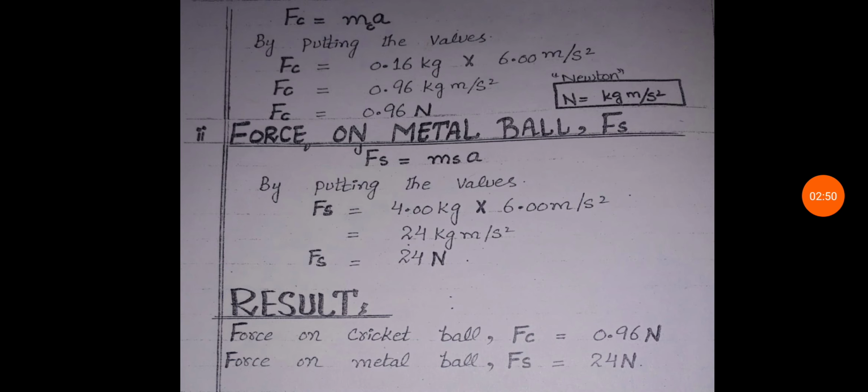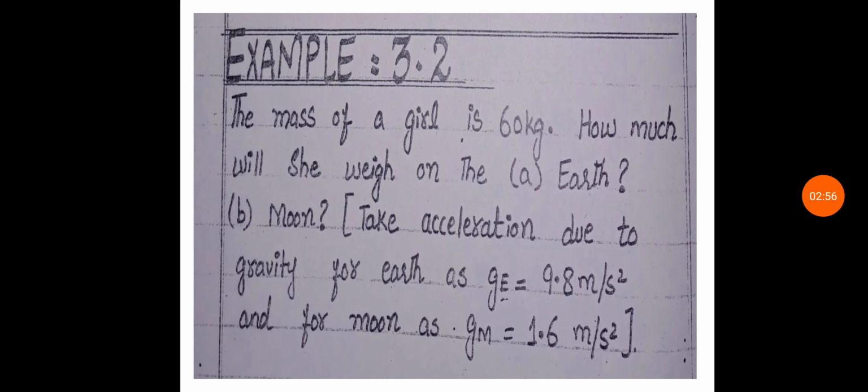Let's start example number 3.2. In example 3.2, the mass of a girl is 60 kilogram. How much will she weigh on the earth in part A, and then in part B on the moon? Take acceleration due to gravity for the earth as ge equals to 9.8 meter per second square, and for the moon as gm equals to 1.6 meter per second square.